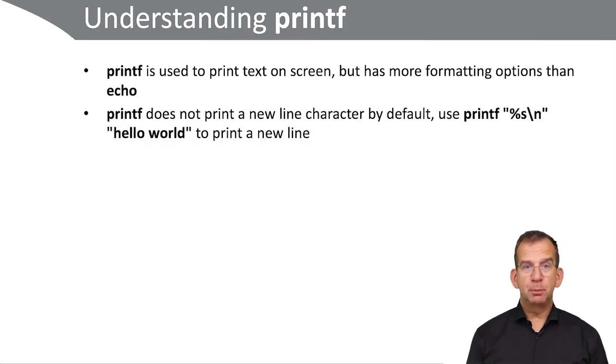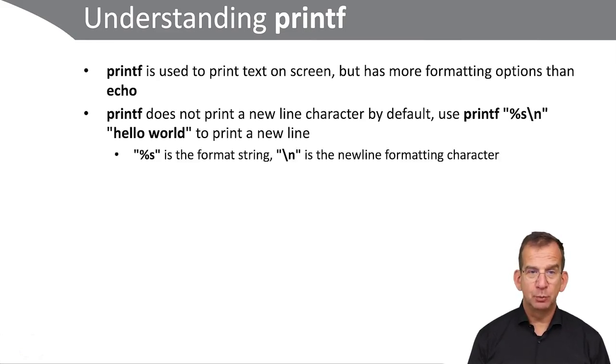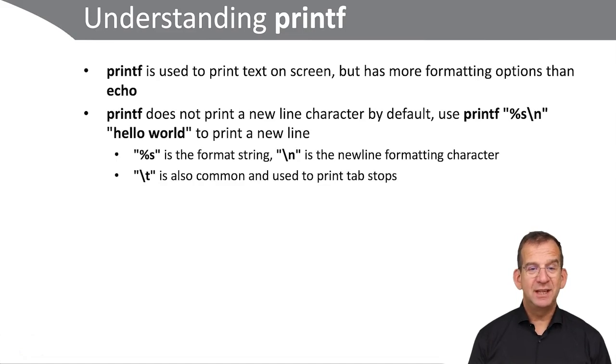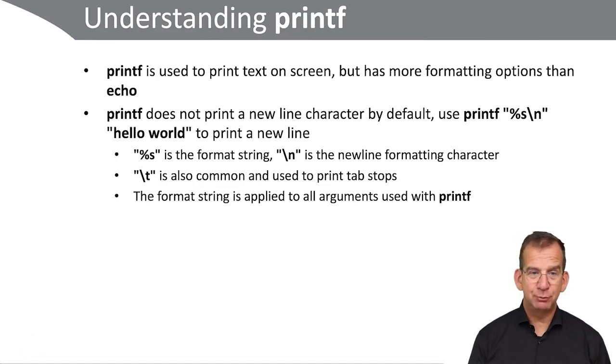So printf does not print a newline character by default. In order to do so, you need to tell it to do so. So that would be printf, then between quotes you have the formatting string, %s \n between double quotes, and then hello world is the text that you want to print. So the %s is the format string, and \n is the newline formatting character. \t is also common, and it's used to print tab stops.